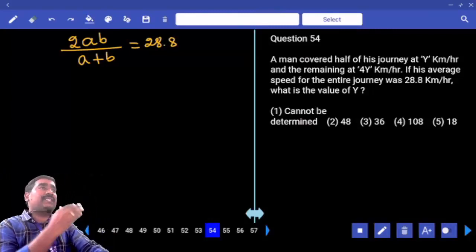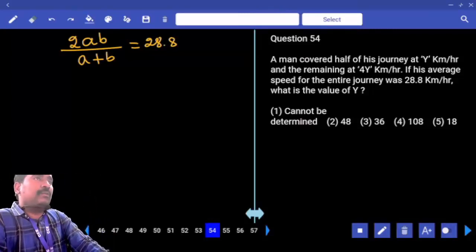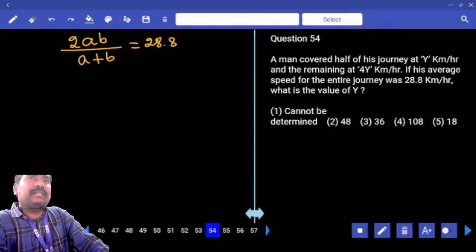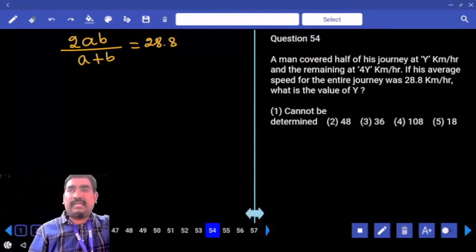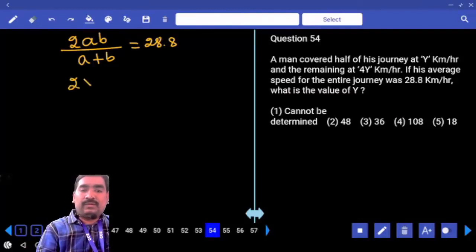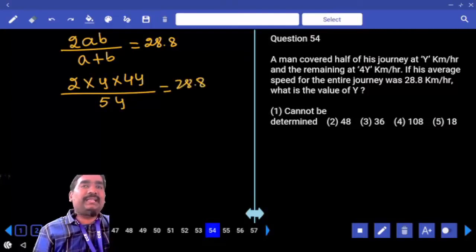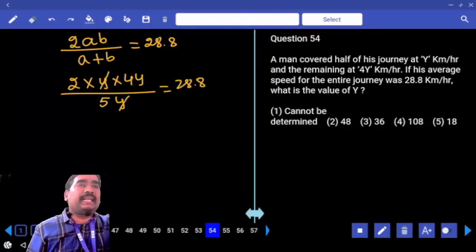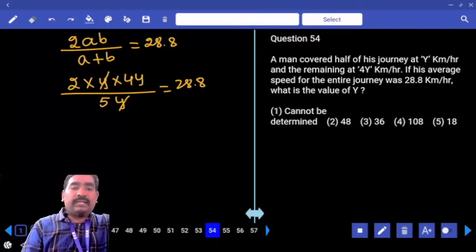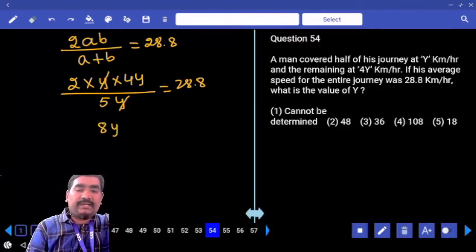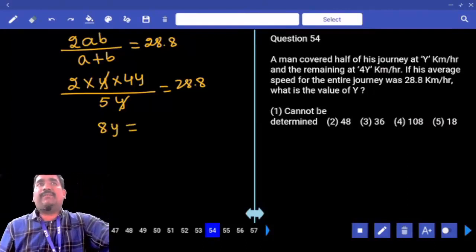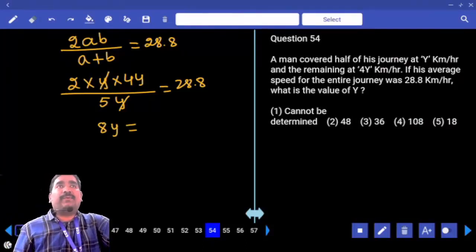First half of the distance, next also half of the distance, both cases distance is same. Then average speed formula 2ab by a plus b. 2 into first y kilometers per hour and the remaining 4y kilometers per hour. Y plus 4y, 5y equal to 28.8. Y gets cancelled. What is 2 4s? 8y equal to 28.8 5 times. What is 28.8 5 times?